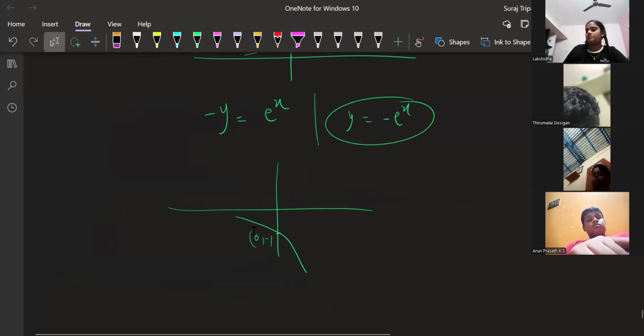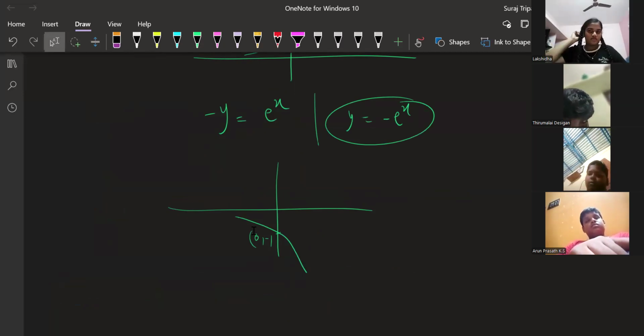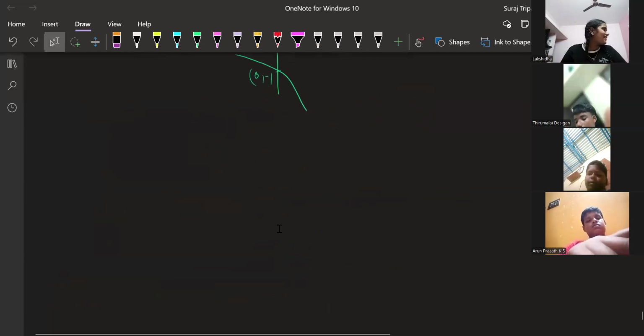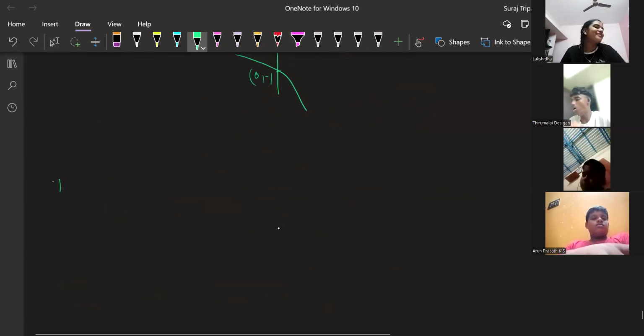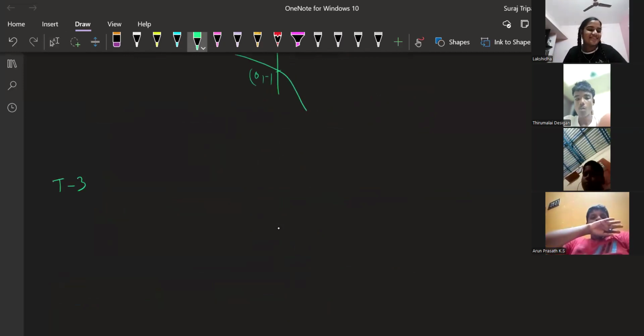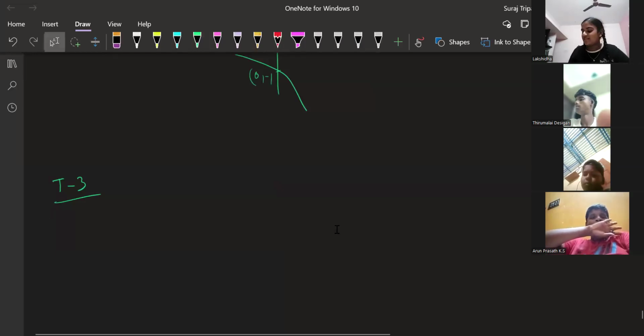Both are the same thing. Y means the value of the function. Now write down procedure 2. Transformation 3.